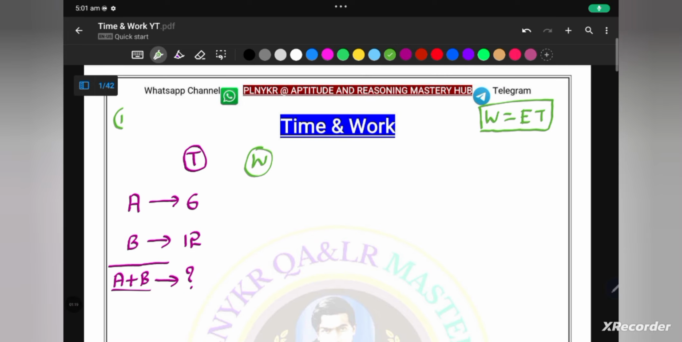The first method, the LCM method, where work is taken as the LCM of the time periods. What are the time periods here? 6 and 12. What is the LCM? So 12. So here 12 is the number of units. Work is 12 units.